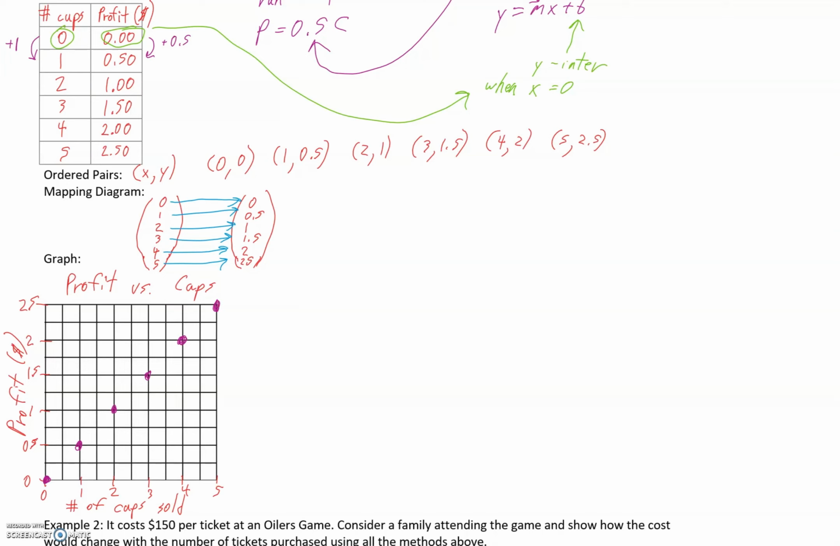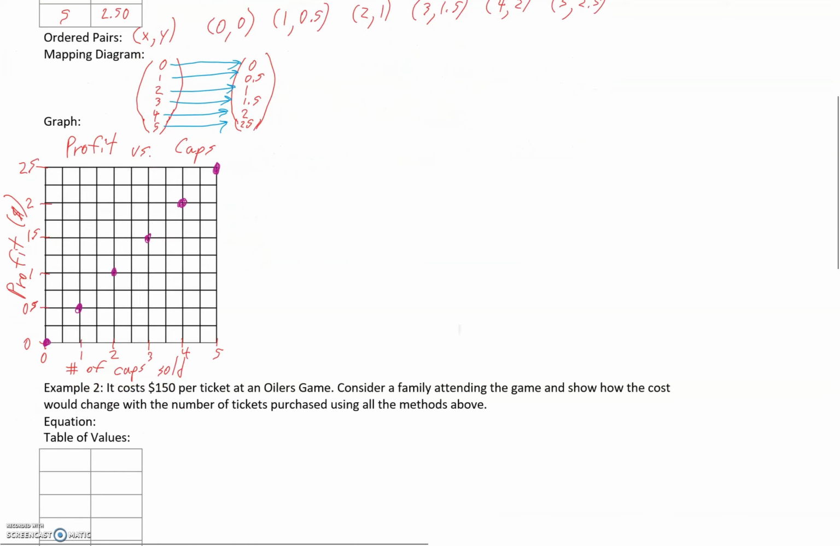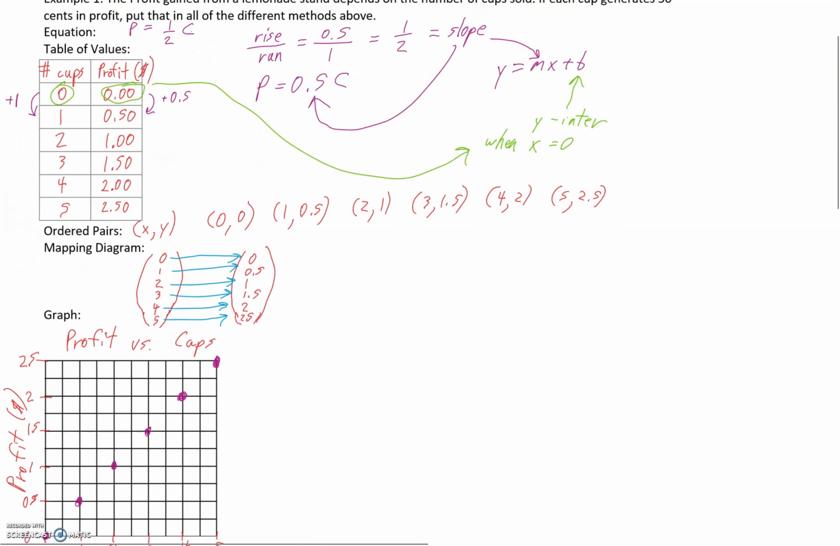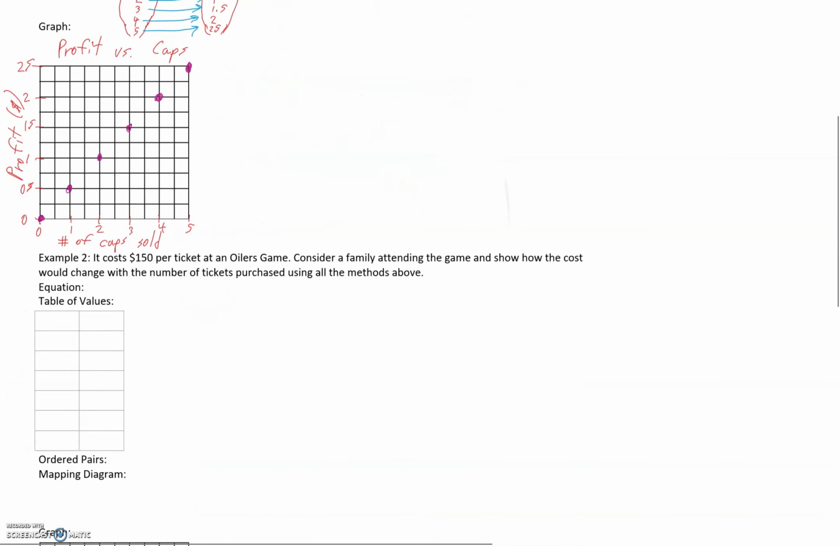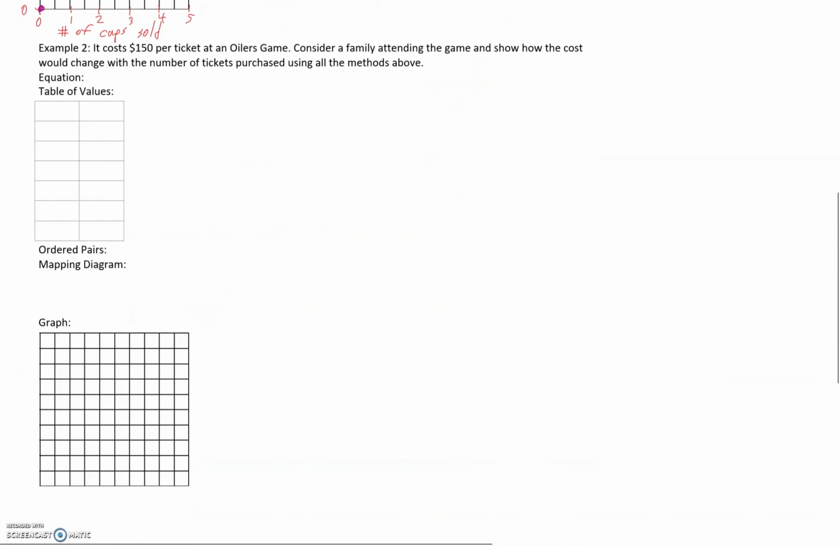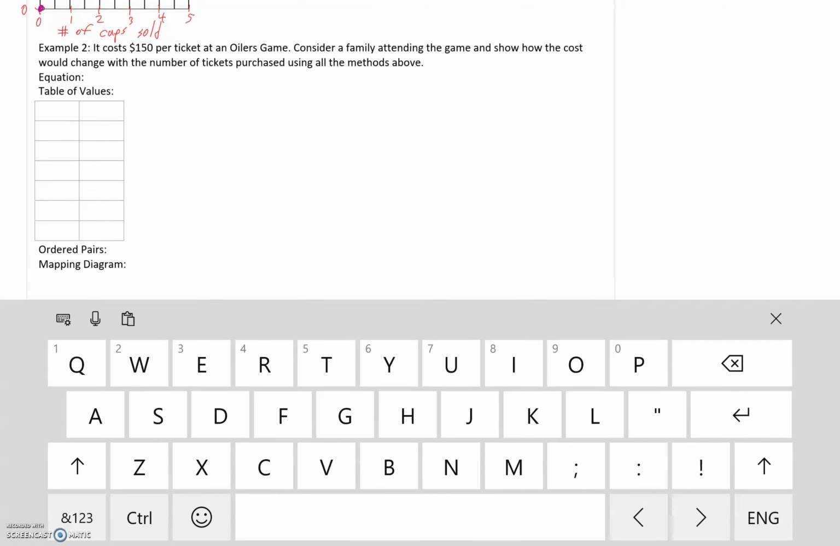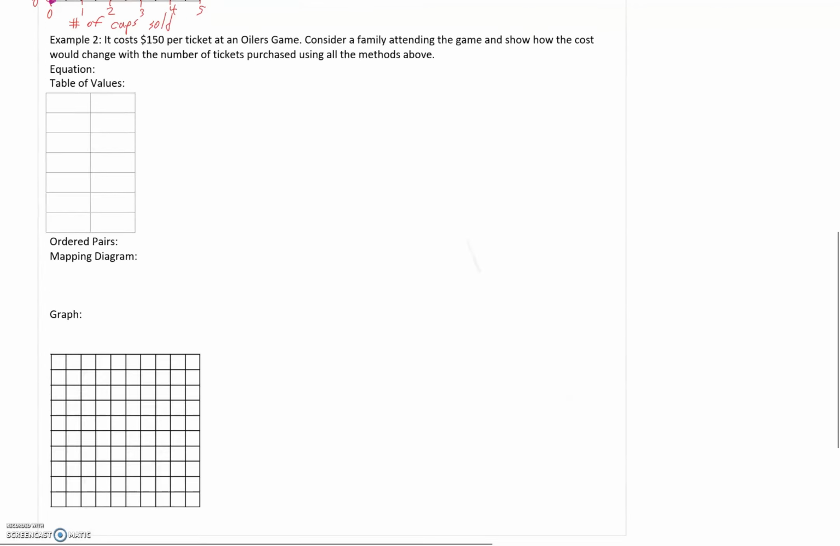So there's our data. And again, we can't sell half a cup, so this is discrete data, so we actually have to leave it there. Okay, so you can see now that we've created an equation. There's a word description, there's a table of values, there's ordered pairs, mapping diagram, and a graph for this situation. Okay, now take a look at example number 2. Try this out yourself, and then see if you get the same answer that I do.